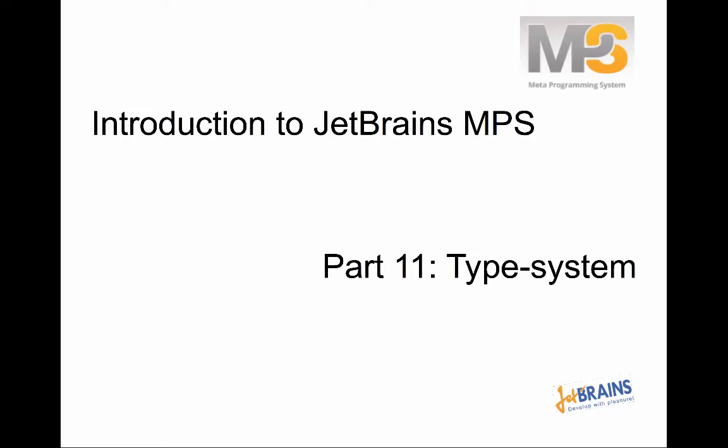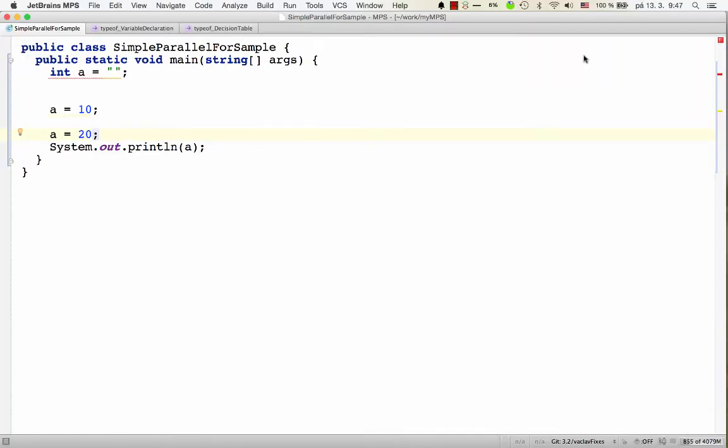Hello everybody, welcome. This episode is about type system. Type system is the engine that gives you errors and warnings in code telling you that something is wrong. For example, here it's telling us that we can't assign string into an integer variable, obviously.